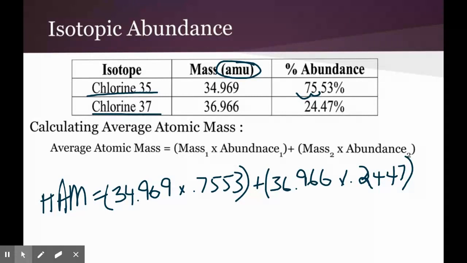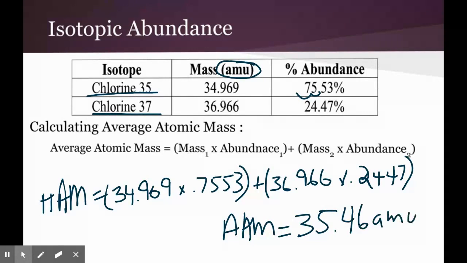When we calculate that, we get an average atomic mass of 35.46 AMU. It's important to make sure that when you write your answer, you include the units. So for average atomic mass, we're going to use AMU.